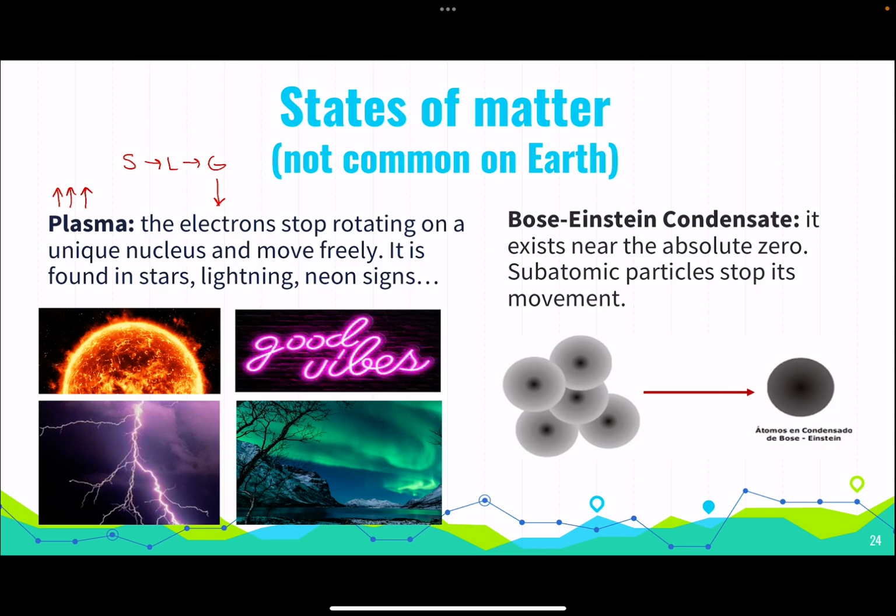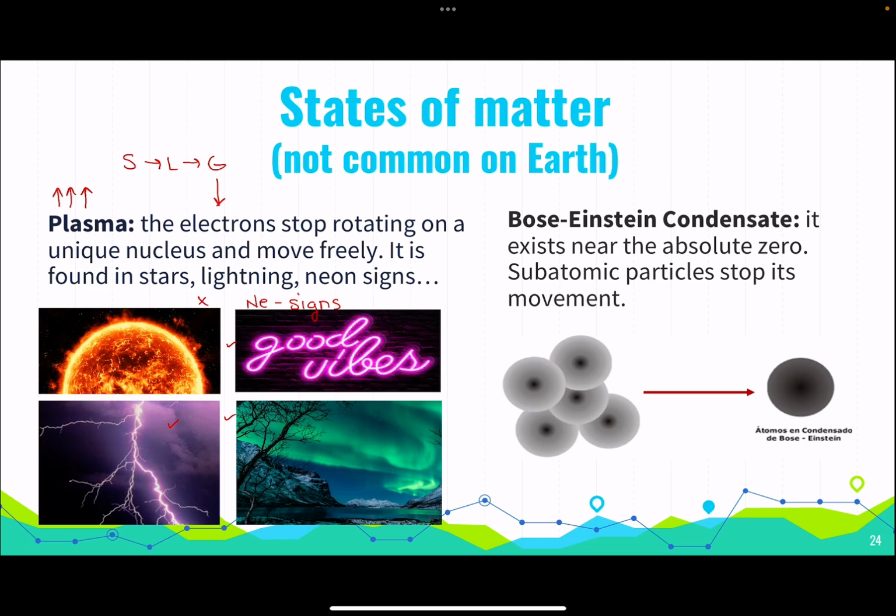They move freely. And we can see it in the stars, obviously in the sun. We can see them in the northern lights, in lightning, and also in neon signs. Neon signs are an example of plasma on Earth, right? So these three are on Earth, and this is obviously not, right?